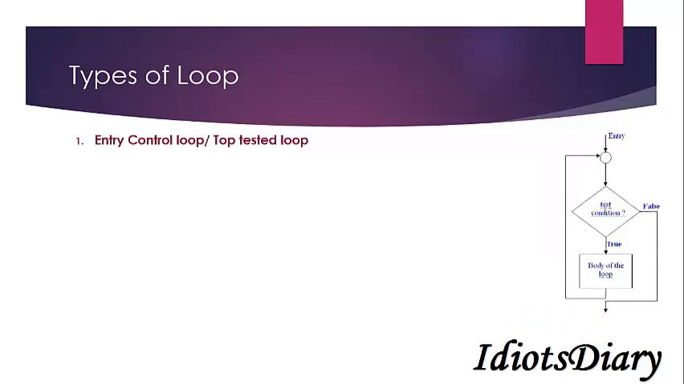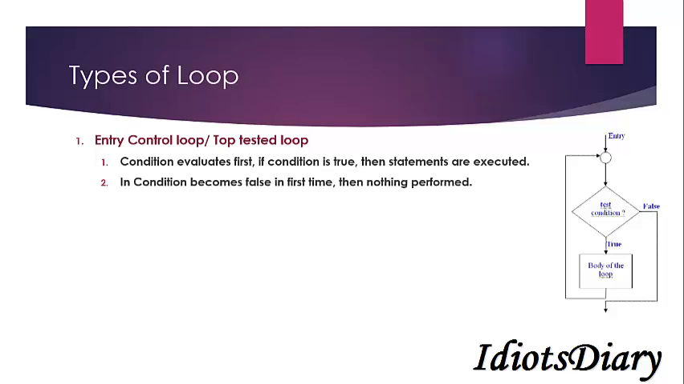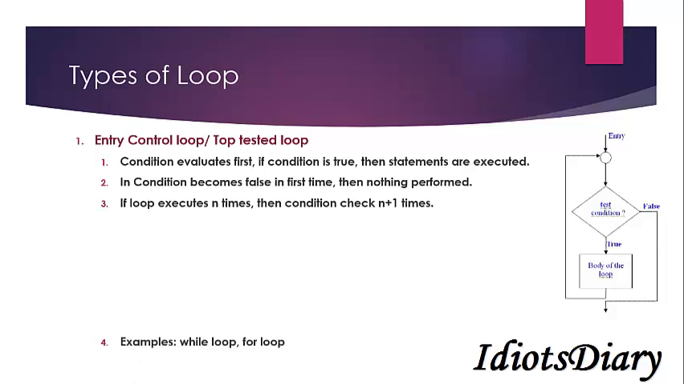Some key points about the entry control loop are discussed here. In the entry control loop, first the condition is evaluated, and if the condition is true, then the statements are executed. If the condition becomes false the first time, then nothing is performed and control does not go inside the loop. If the loop executes n times, then the condition is checked n + 1 times. n times the condition becomes true and the loop executes, and the n + 1th time the condition becomes false and the loop terminates. Two types of loop fall within this category. First is the while loop and second is the for loop.